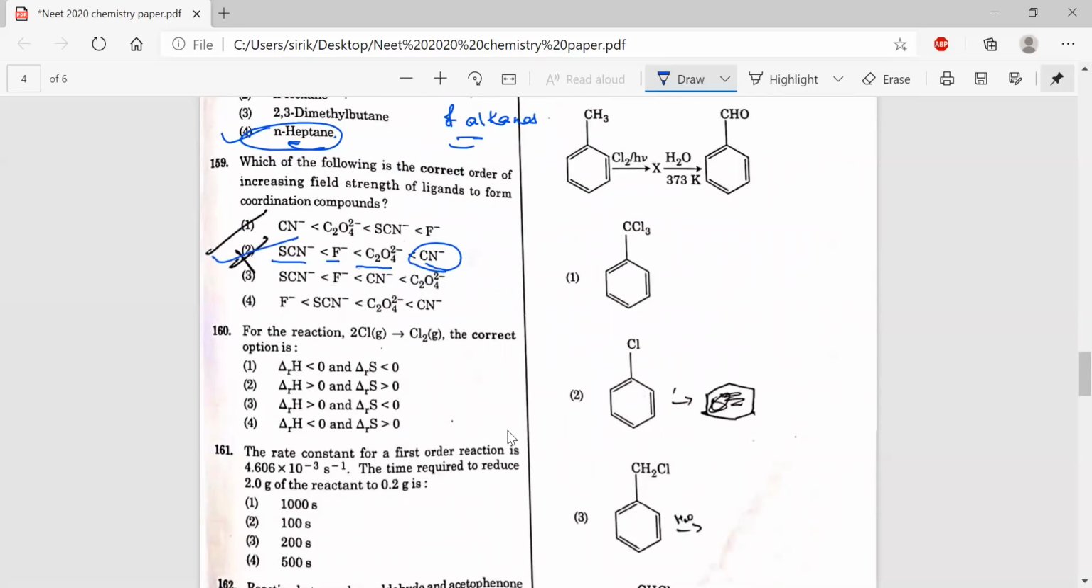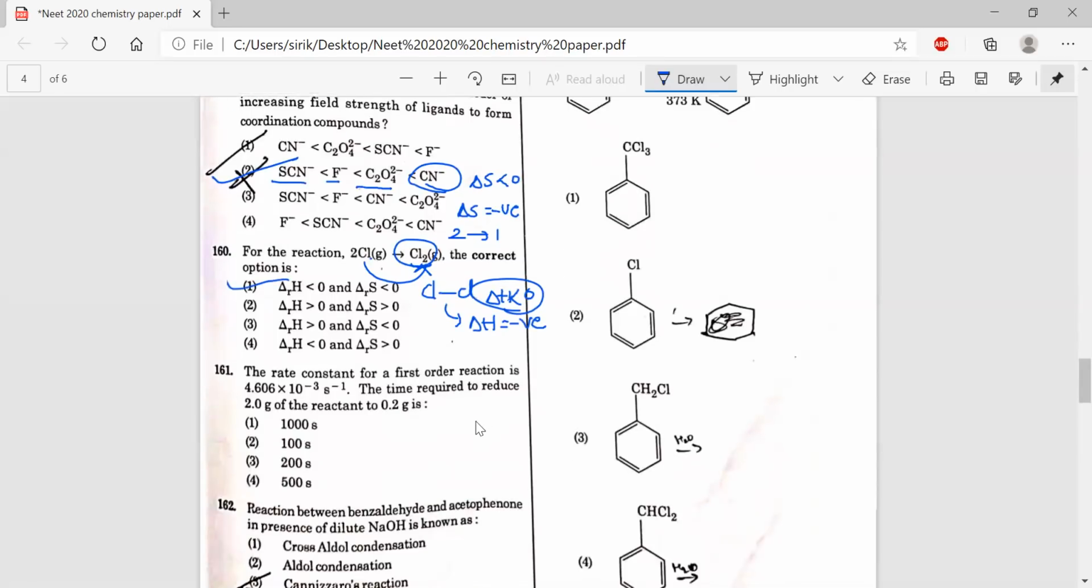And two Cl atoms, if they combine and form Cl2, during the bond formation energy will be released. So it is an exothermic reaction. Delta H is negative, which means delta H is less than 0. And here two gas atoms are combining and converting into one gas molecule, which says that entropy is decreasing. Delta S is negative, in the sense its value is less than 0. So delta H is less than 0 and delta S is less than 0. Option 1.